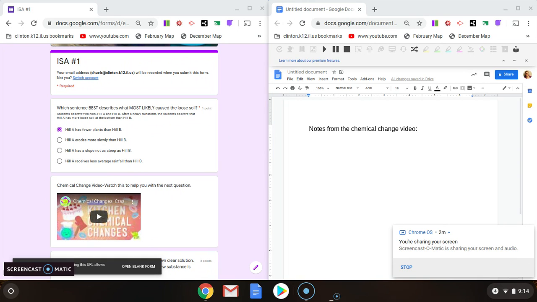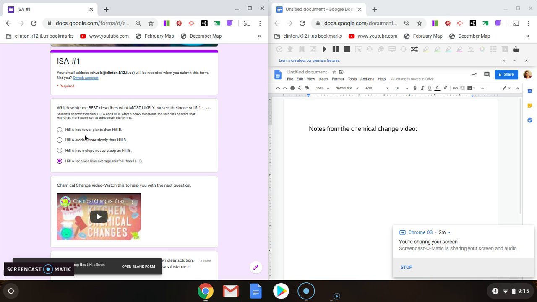You've got to think back to what we learned, and would fewer plants cause loose soil or not? And then hill A erodes more slowly than hill B. You've got to go back up and think, hill A erodes. It said that there's more loose soil at the bottom. And then hill A has a slope not as steep as hill B. And hill A receives less average rainfall than hill B, which they did not talk about rainfall at all. So that one I'll tell you is not it, not at all.